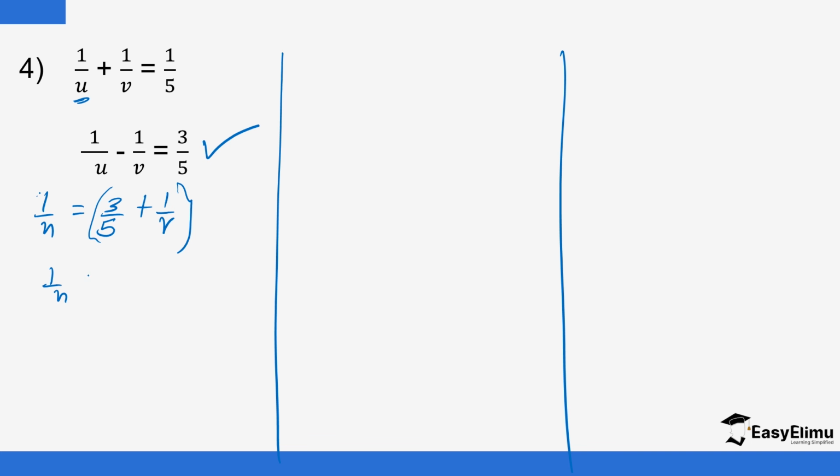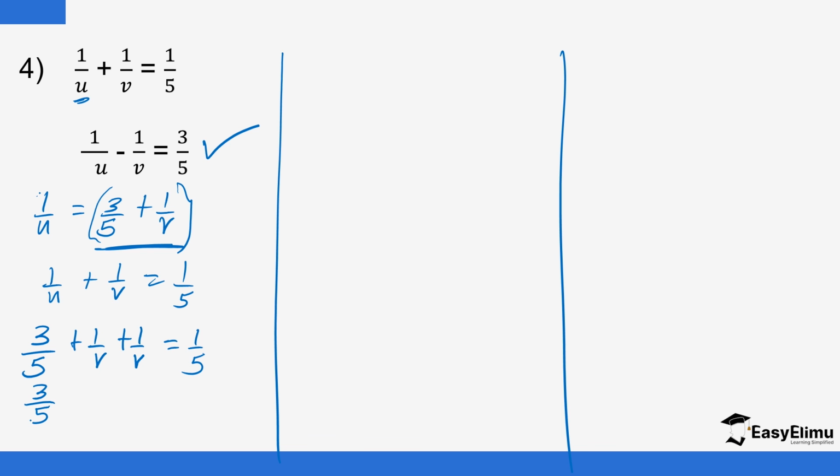So I have 1 over u plus 1 over v should be equal to 1 over 5. So I will substitute 1 over u for the whole of this. So that is 3 over 5 plus 1 over v, plus 1 over v is equals to 1 over 5. So 3 over 5 plus 2 over v should be equal to 1 over 5. This 2 over v, we added the numerators up here, 1 plus 1 to give us 2.